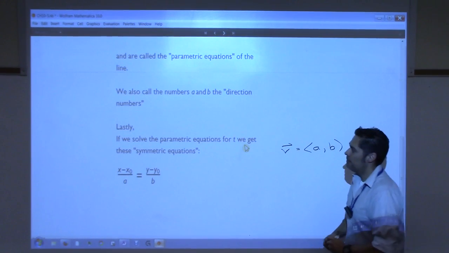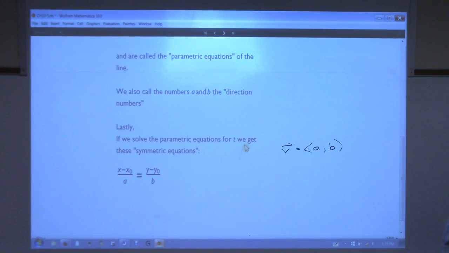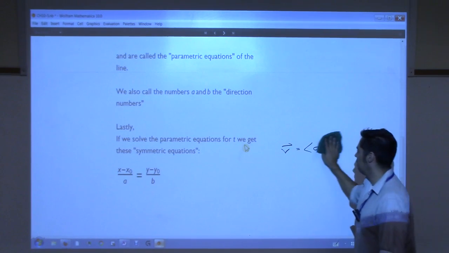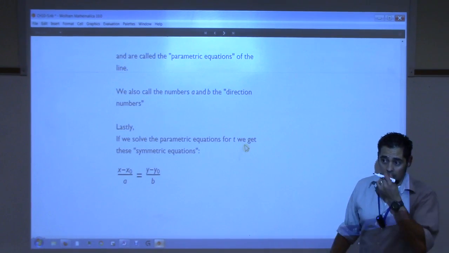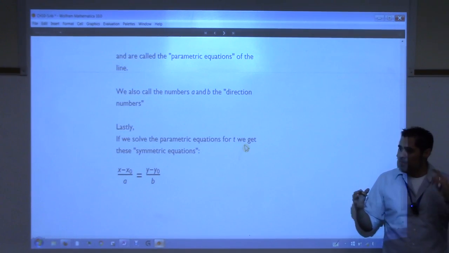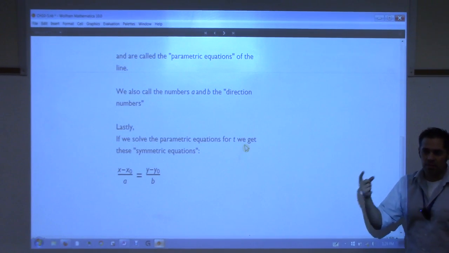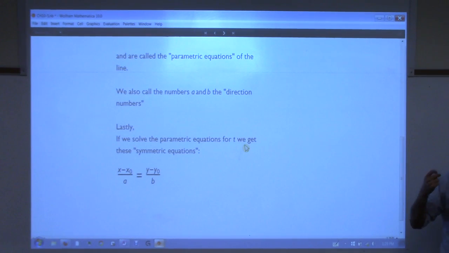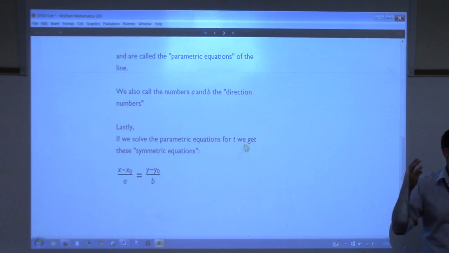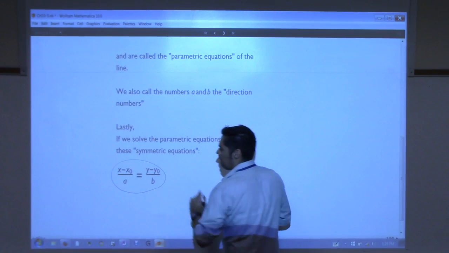And lastly, if we take the parametric equations and solve them for t, we get what are called the symmetric equations of the line. So there are three different ways that you could see a line written in this class in two-dimensional space. It's either going to be the vector equation of the line, the parametric equation of the line, or the symmetric equation of the line. So I do want to explain this step right here because people get a little confused with that.